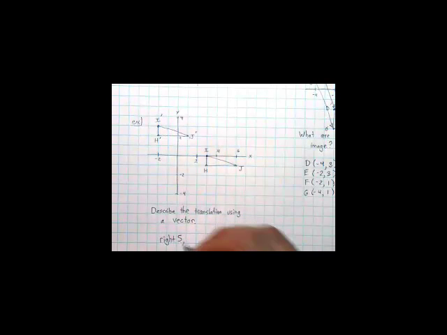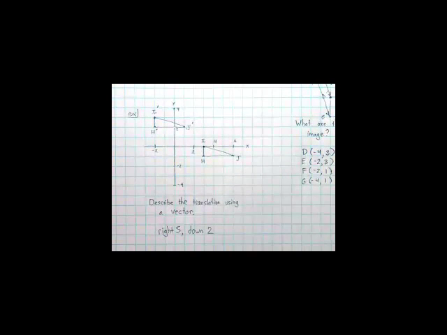All right, so who thinks they got it? What are the coordinates of that vector? Jason? You guys agree with that? He's almost got it. Actually, did you mean right 5, down 3?